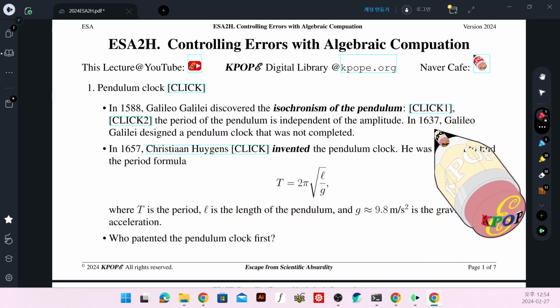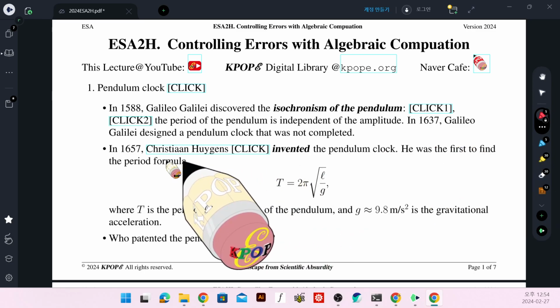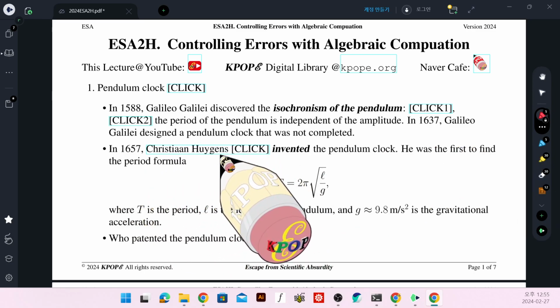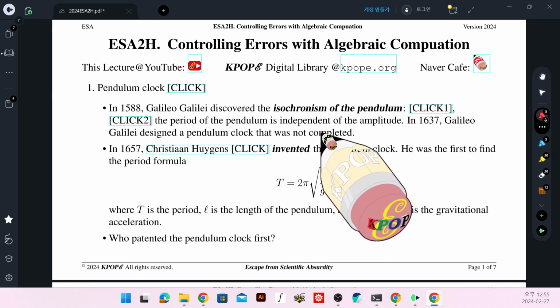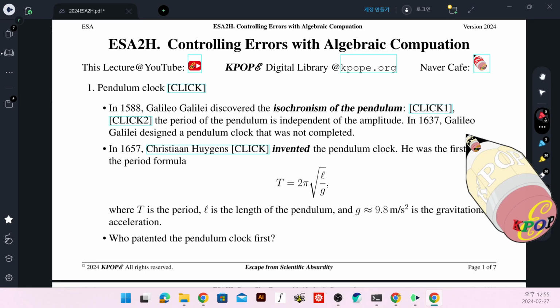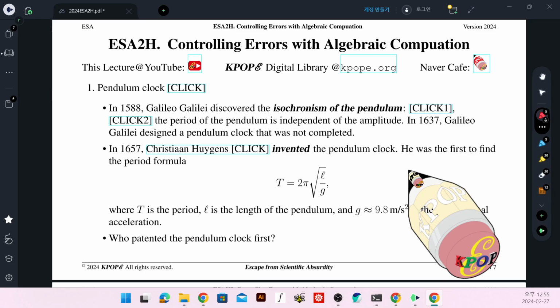In 1637, Galileo Galilei designed a pendulum clock that was not completed. However, later, Christian Huygens developed it further based on the idea of Galileo Galilei, and he invented this pendulum clock.